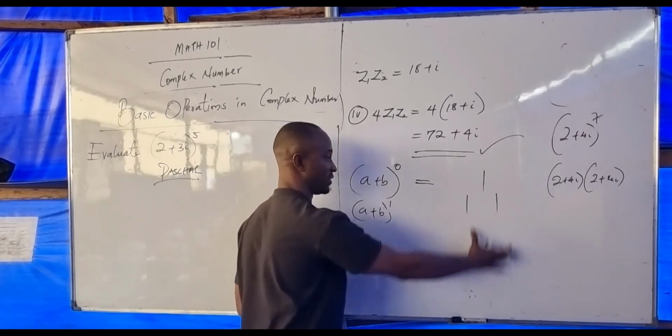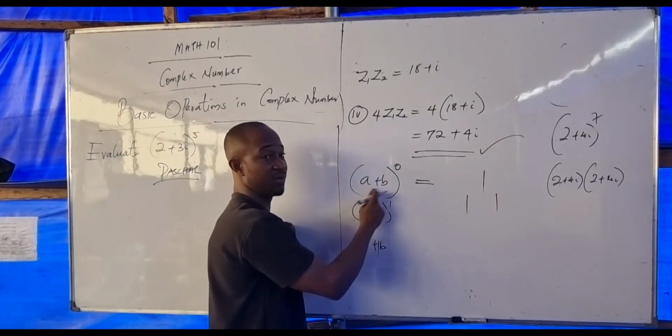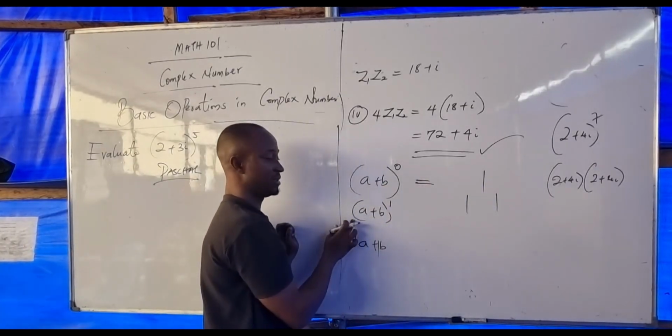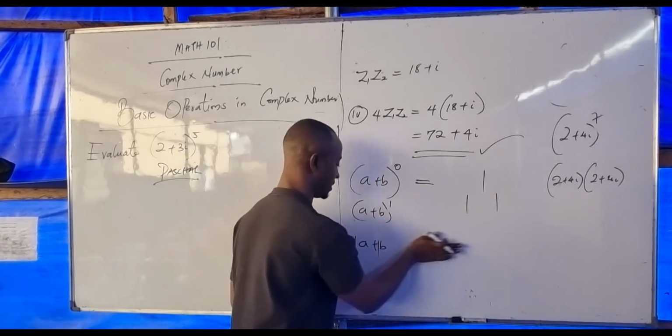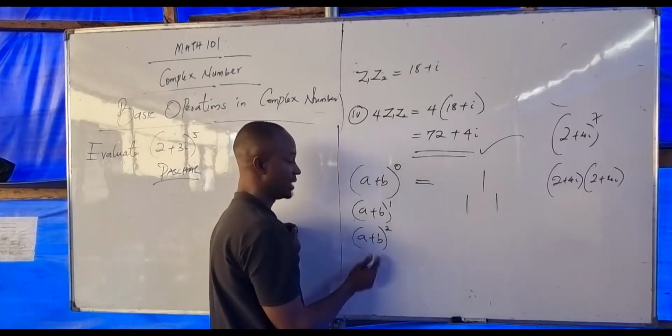Pascal uses the coefficients of these values for expansion. The first one is what? A plus b raised to power 0, which is 1. What is the second one? A plus b raised to power 1, which is 1, 1. The third will now be what? A plus b raised to power 2. How do you get the coefficient of this?